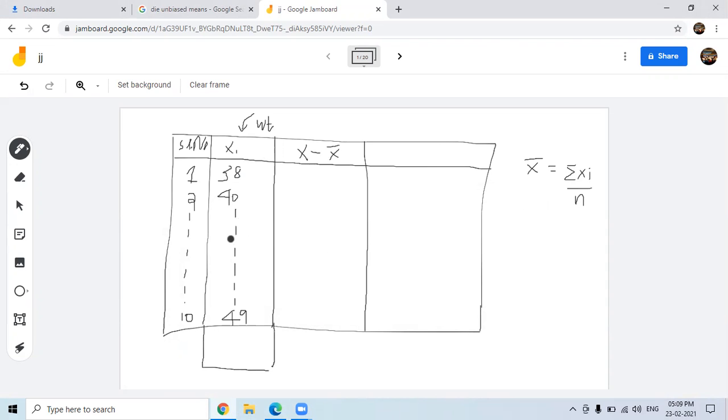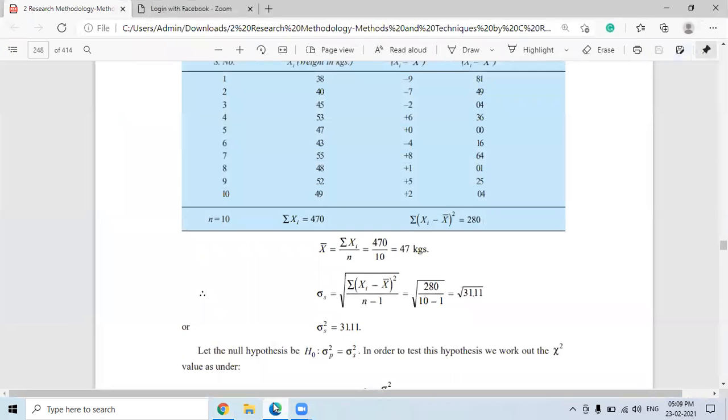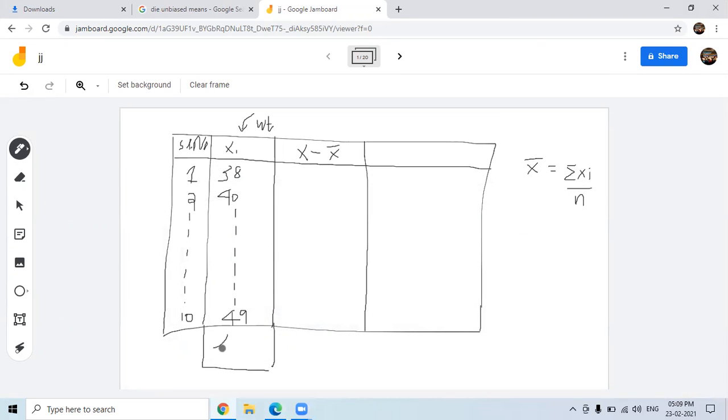So you will get this value as 470. You have to add all these values, so you will get 470. So sigma xi is equal to 470 divided by n. Check the number of students, 1 to 10. So 470 divided by 10 is equal to 47. Say 47 kilograms, because x is the weight. So 47 kilograms is the x bar.